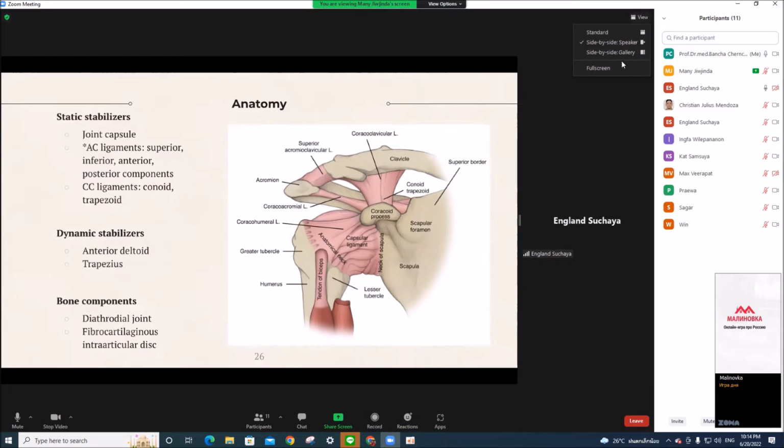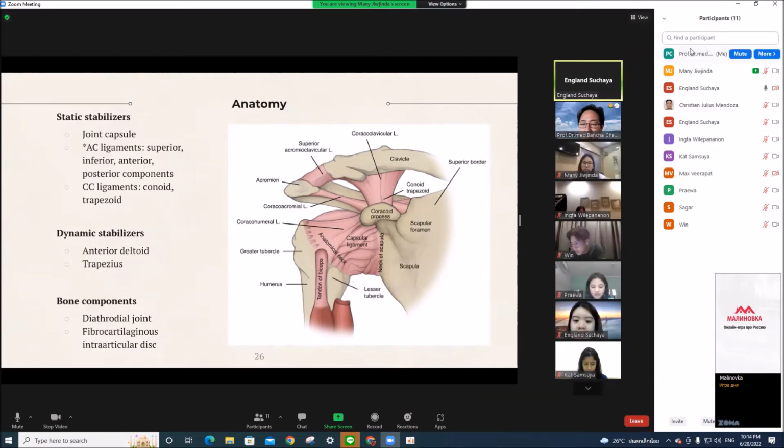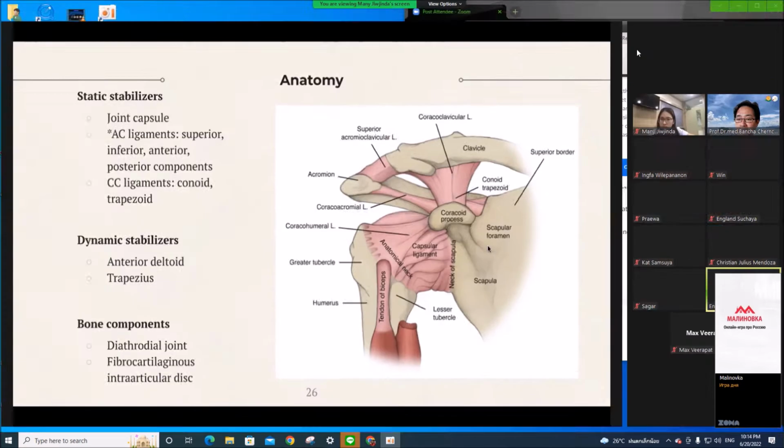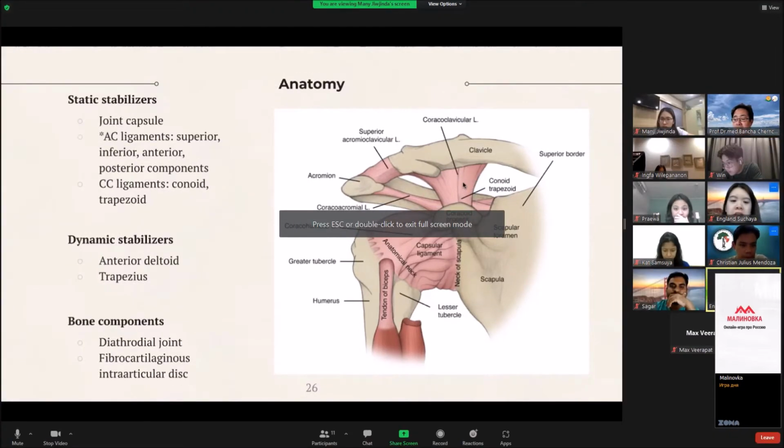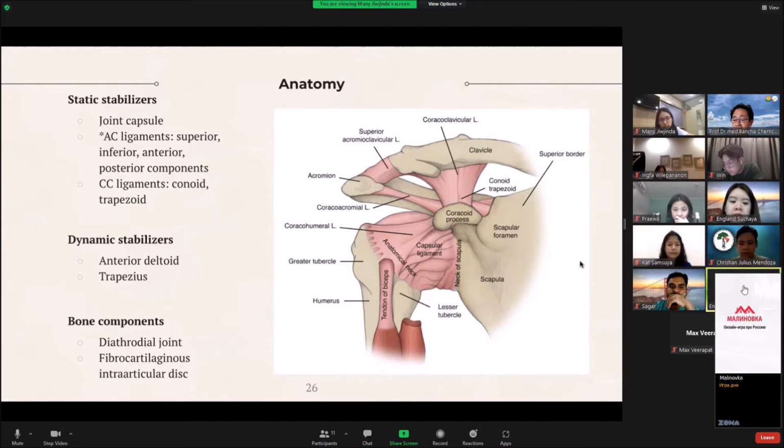And for the CC ligament, if you can see the picture, there are two components, the conoid and the trapezoid. These are the extrinsic part. And for the dynamic stabilizer, it is composed of the anterior deltoid and trapezius. And it is a diarthrodial joint, which is made up of a fibrocartilaginous intra-articular disc.